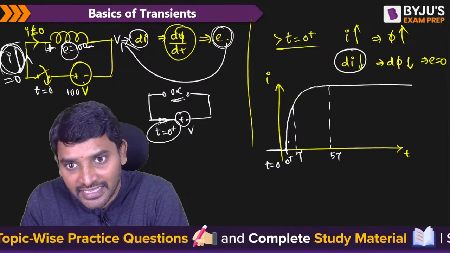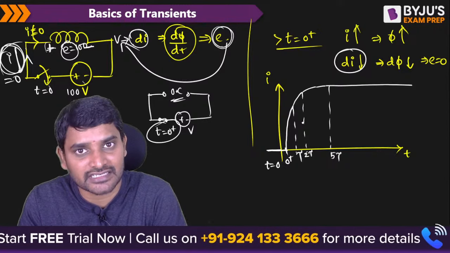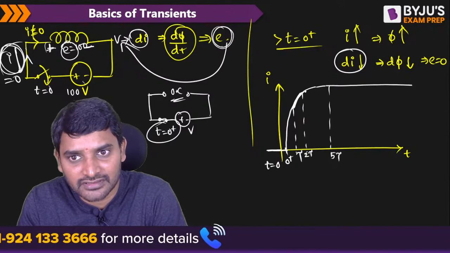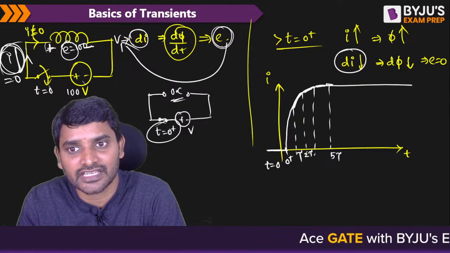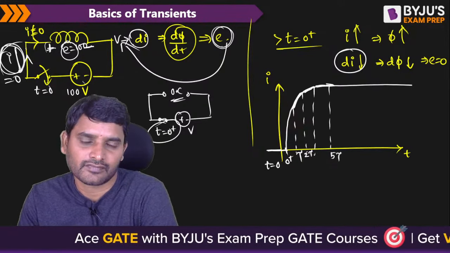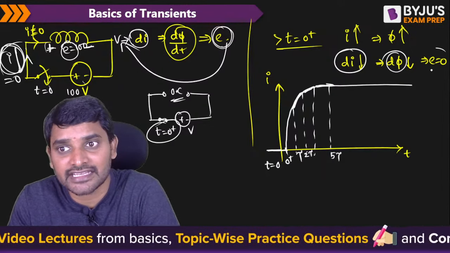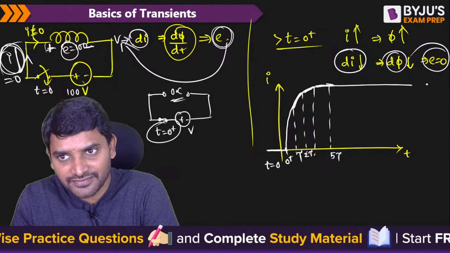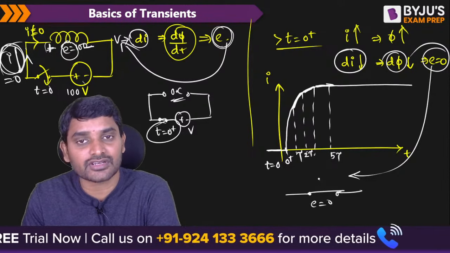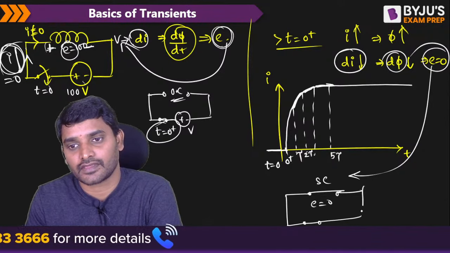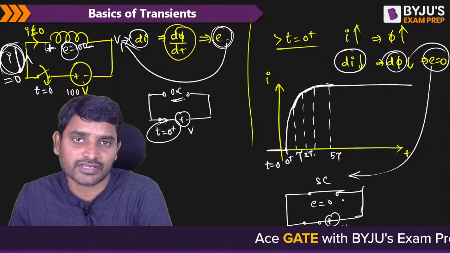So the change in current is initially high in the very first time constant. Then from the first time constant to the second time constant, it is lesser. Here the change is this much only, and from the second to the third time constant only this much change in magnitude, and at the fourth and fifth time constants, almost no change in current. So the change in current is decreasing from 0 to 5 time constants, therefore the change in flux also decreases, and hence the EMF decreases to 0. If voltage or EMF is zero across the inductor, I can say that it's a short circuit.